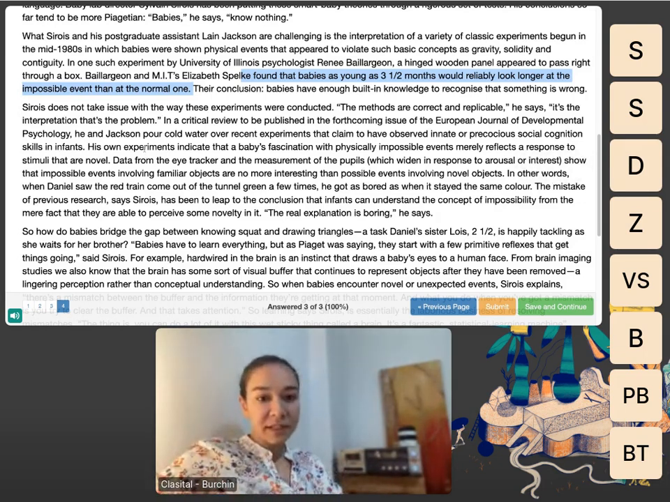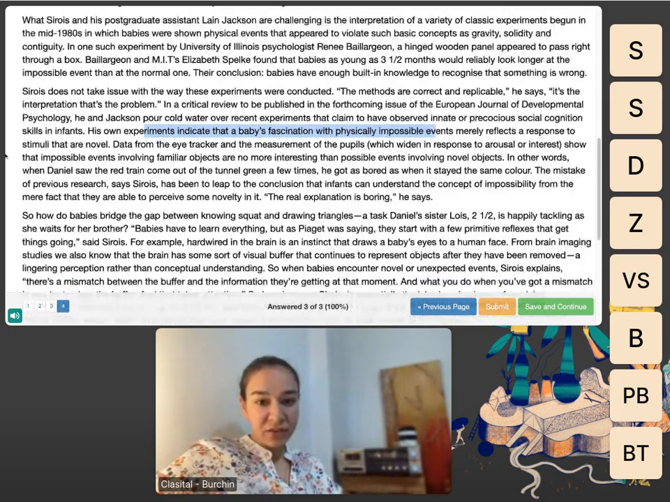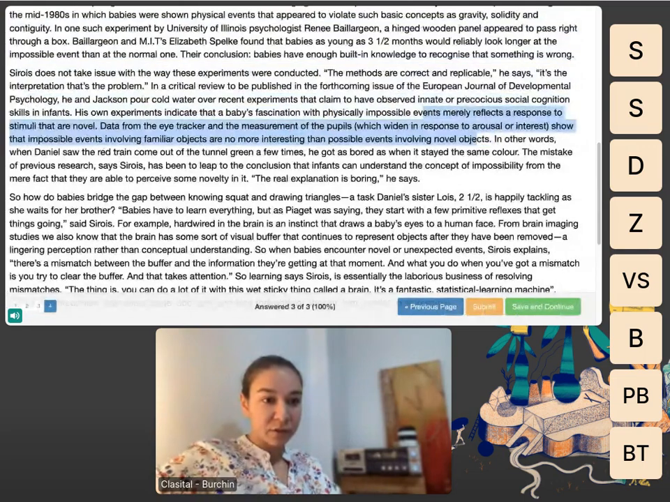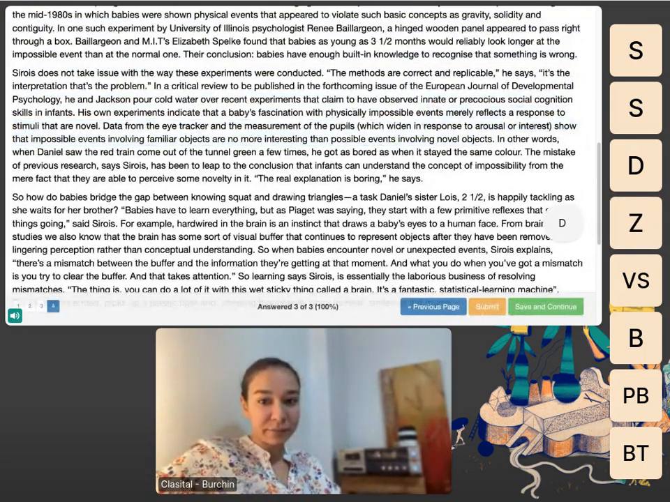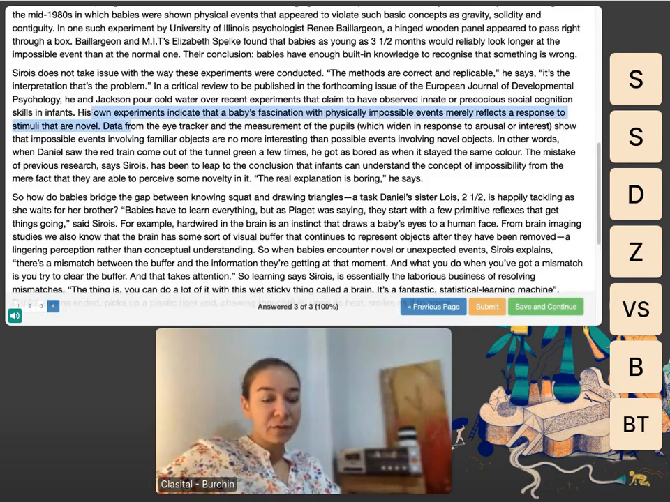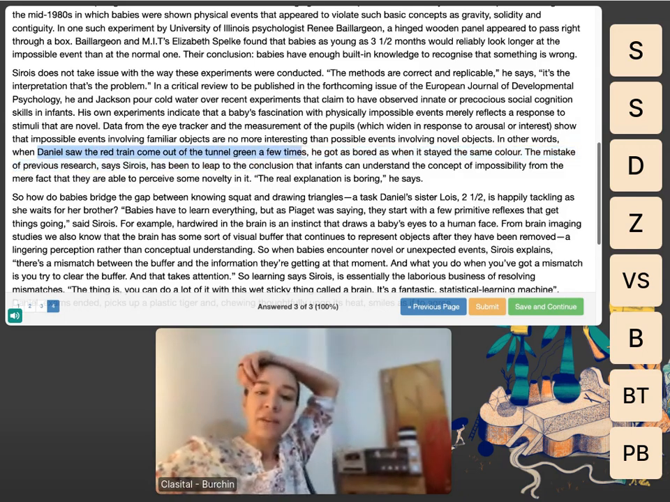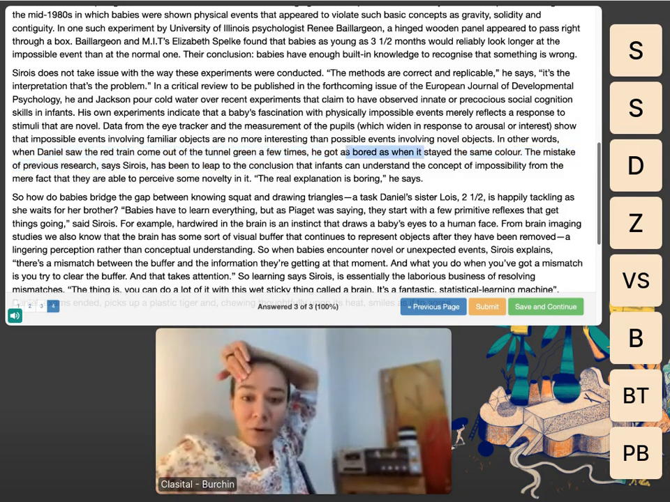His own experiments indicate that a baby's fascination with physically impossible events merely reflects a response to stimuli that are novel. Data from the eye tracker and the measurements of the pupils show that impossible events involving familiar objects are more interesting than possible events involving novel objects. In other words, when Daniel saw the red train come out of the tunnel green a few times, he got as bored as when it stayed the same color.